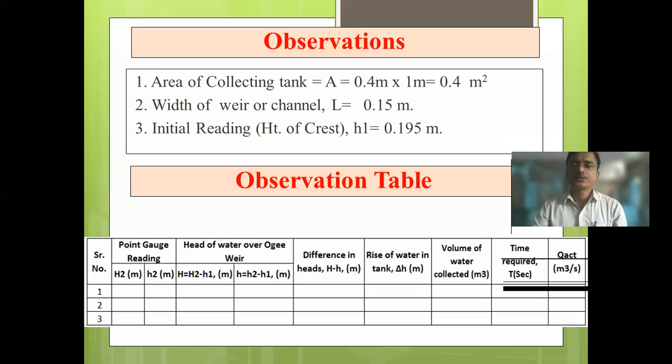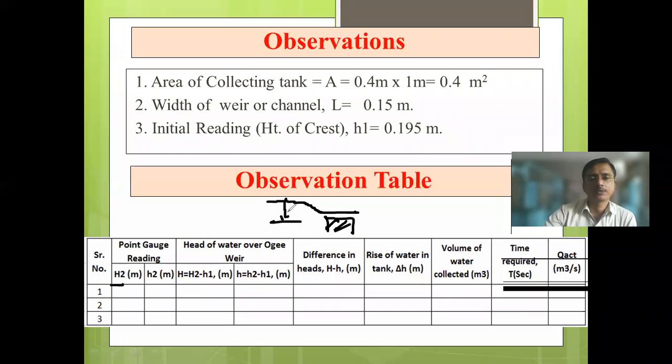With the help of point gauge, what are the different readings we are going to take? That should be known to you. Capital H2, हे final reading आहे. See here, हा broad crested weir आहे. या ठिकाणी पाण्याची लेवल जास्त असेल पर ती थोडी कमी होईल. ही जी हाईट आहे from the crest, that is nothing but capital H.